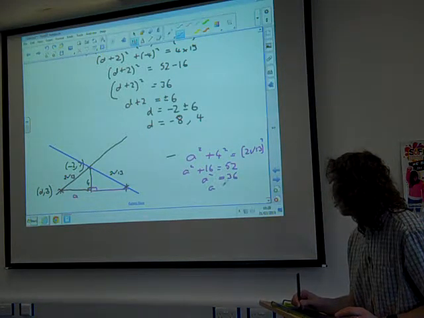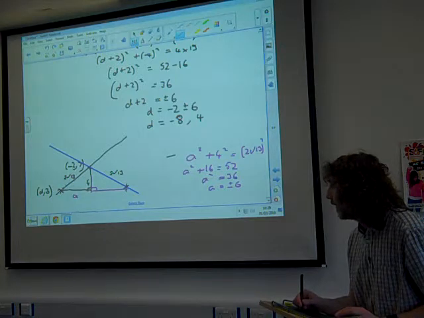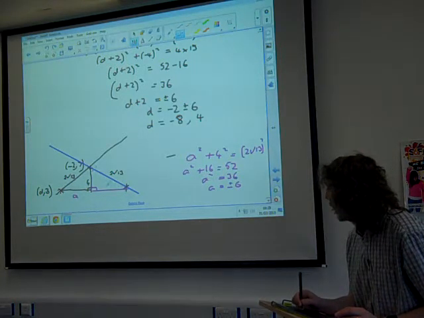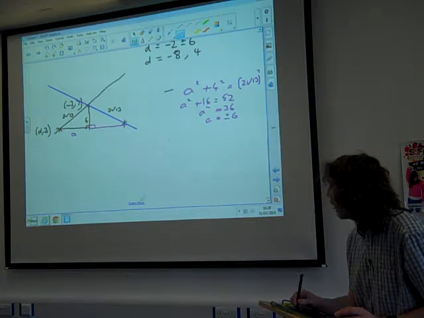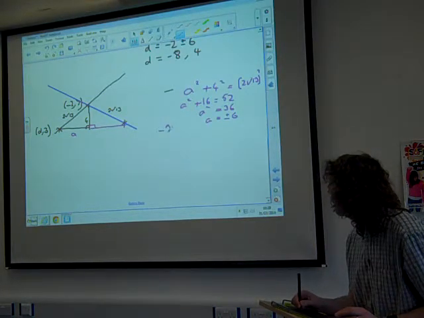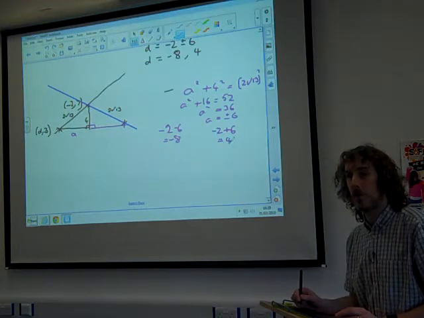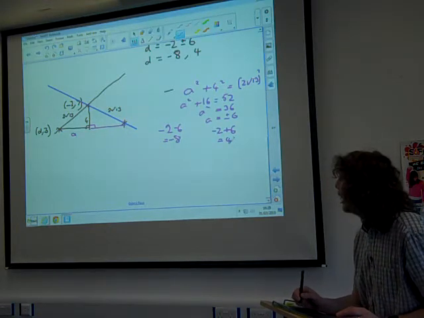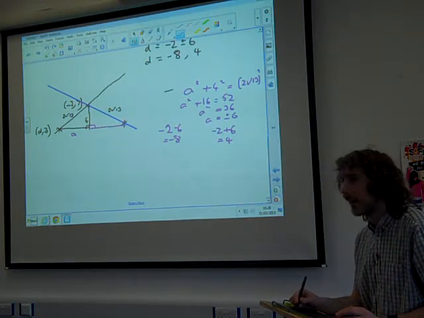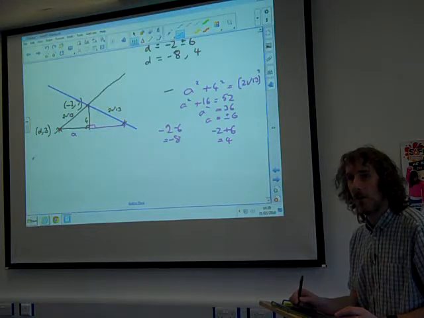So A is plus or minus 6. So that gives me either, well, that distance is 6 and that distance is 6. So I do minus 2, take away the 6 to get the first one. Give me minus 8, and I do the minus 2 plus the 6 to get the other one, which gives me the 4.